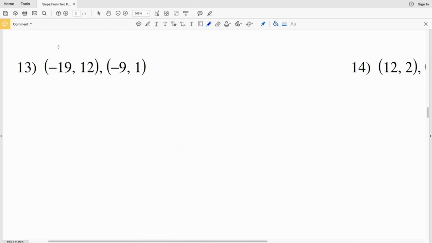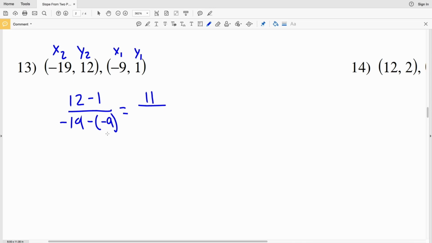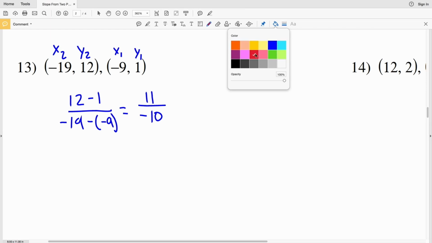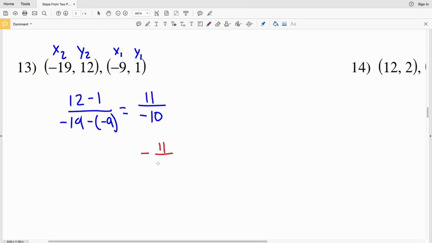Number 13, I'll switch it up and do x2 and y2 first, and then x1 and y1. y2 minus y1 is 12 minus 1. x2 minus x1 is negative 19 minus a negative 9. 12 minus 1 is going to give us a positive 11, and that's all over negative 19 minus negative 9, which is negative 19 plus 9, which is a negative 10. The answer to number 13 will be negative 11/10.